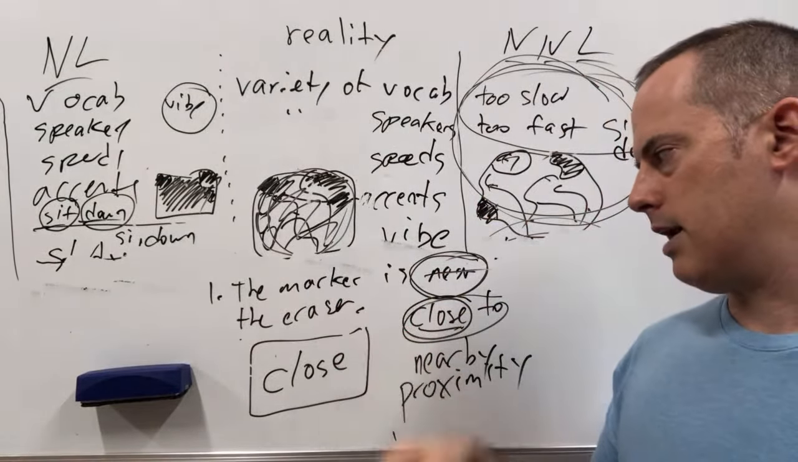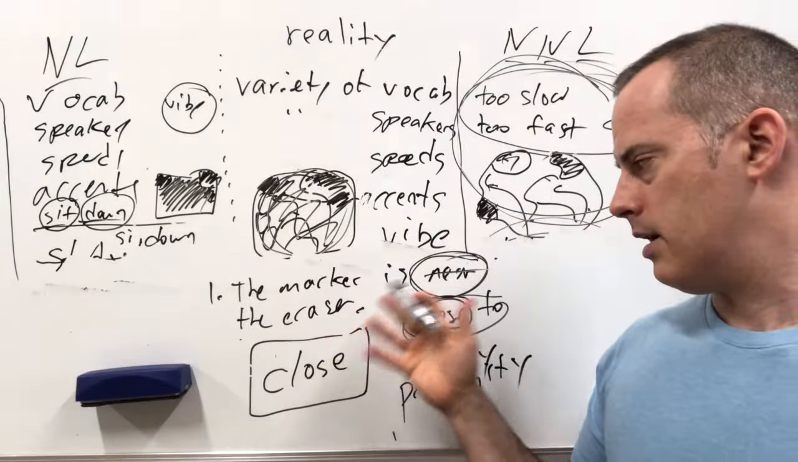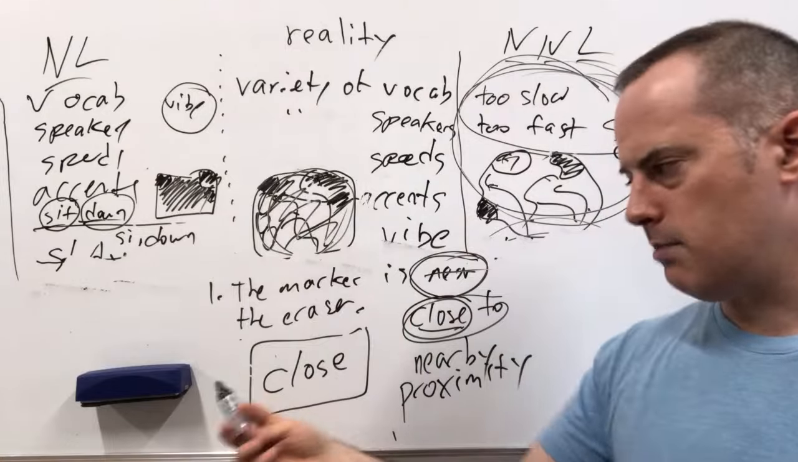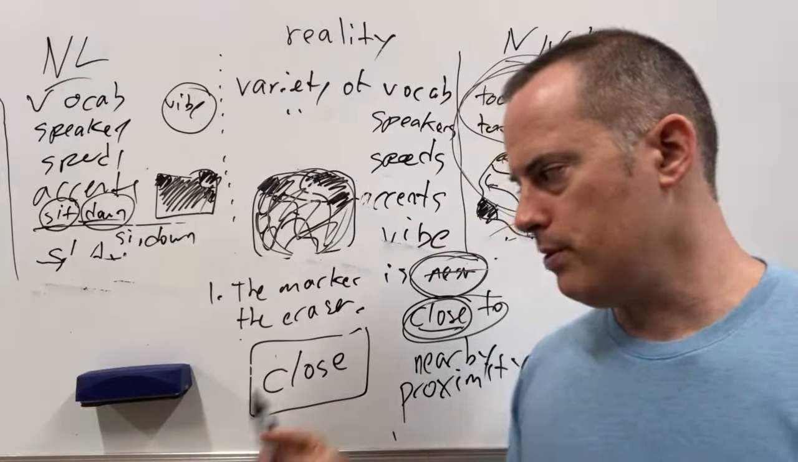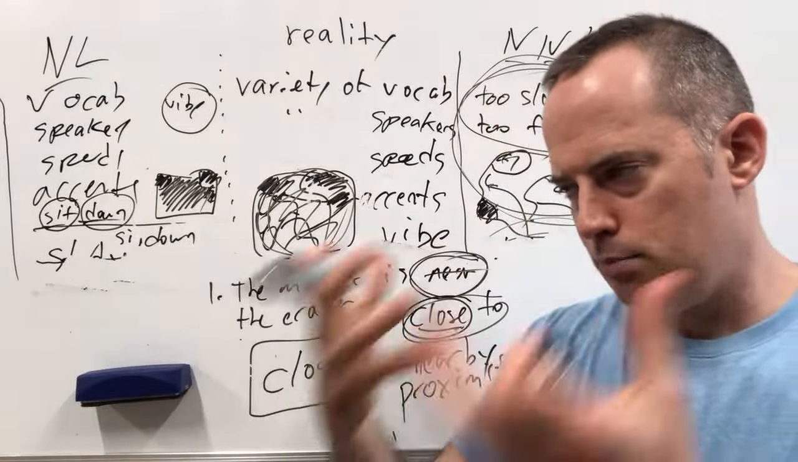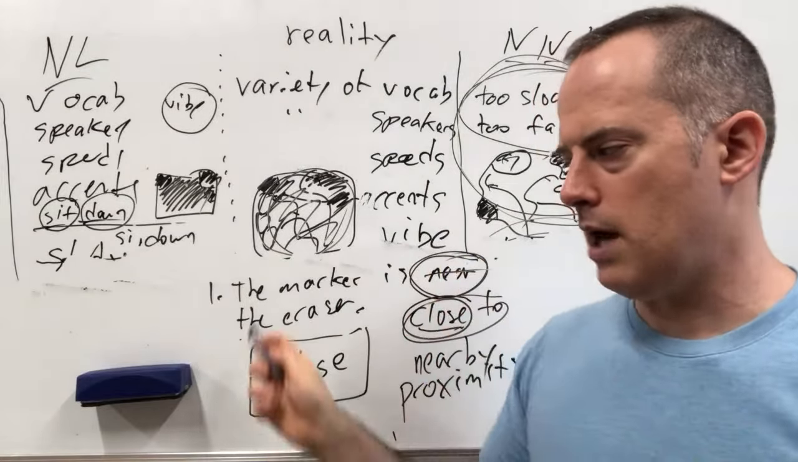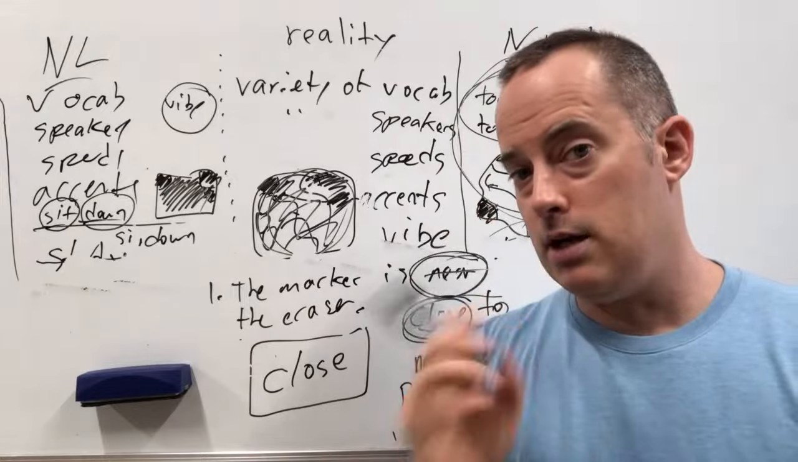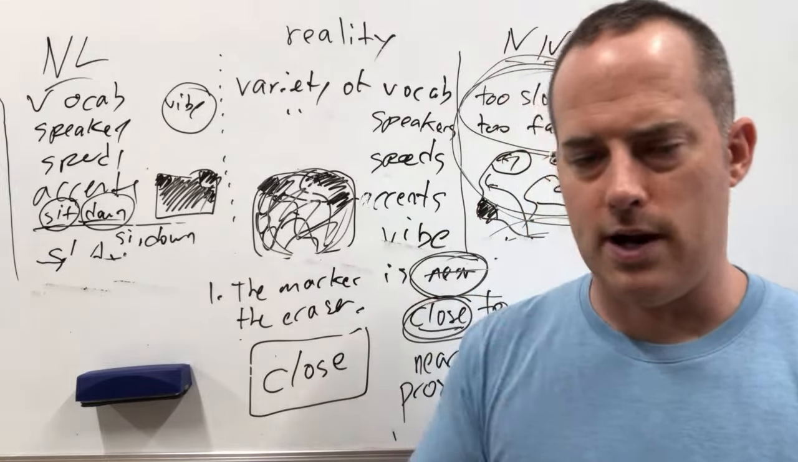So if I say the marker is near something, or the marker is close by, or the marker is in proximity to, all those examples, you might not remember them immediately, but from the first time you hear that, you think, oh, okay, my brain is starting to get it without me giving you a long explanation or translation.